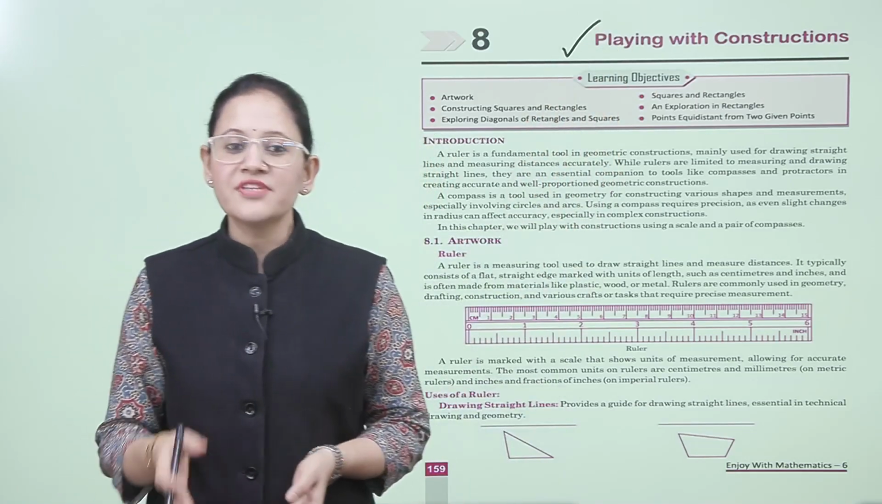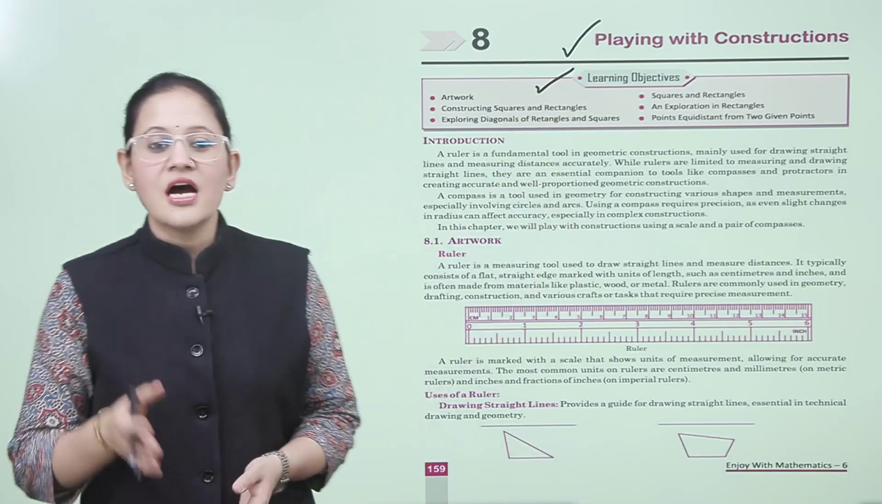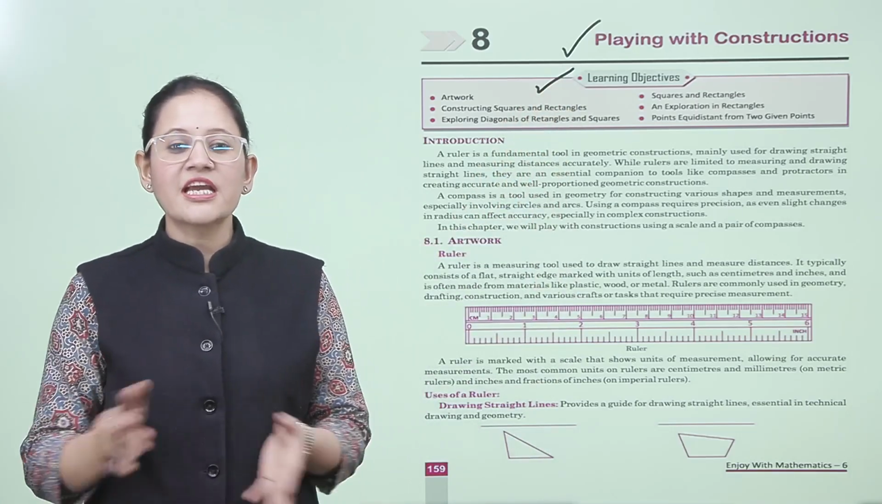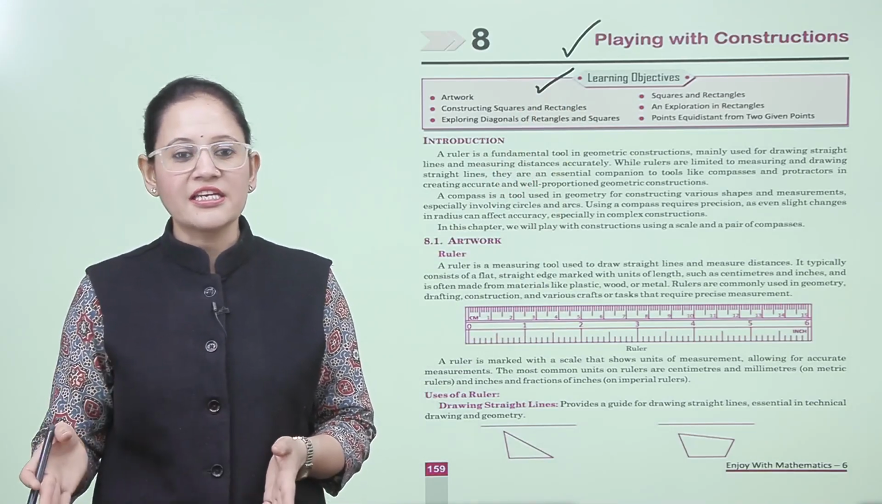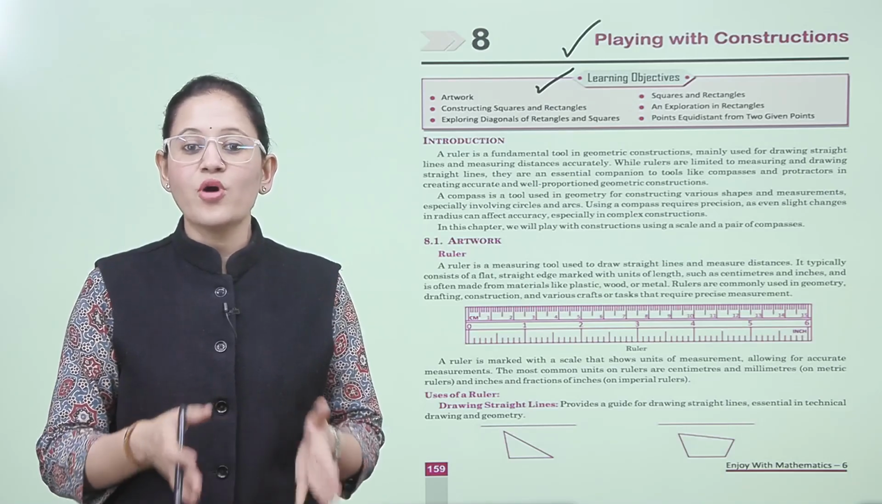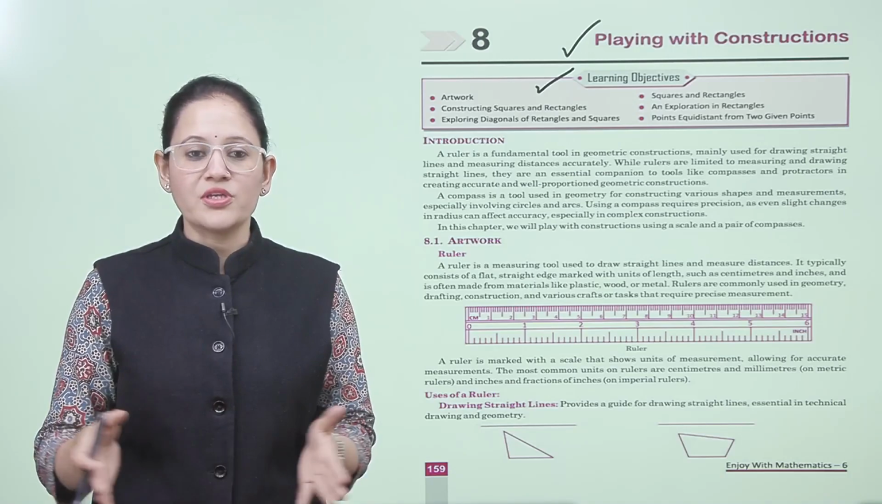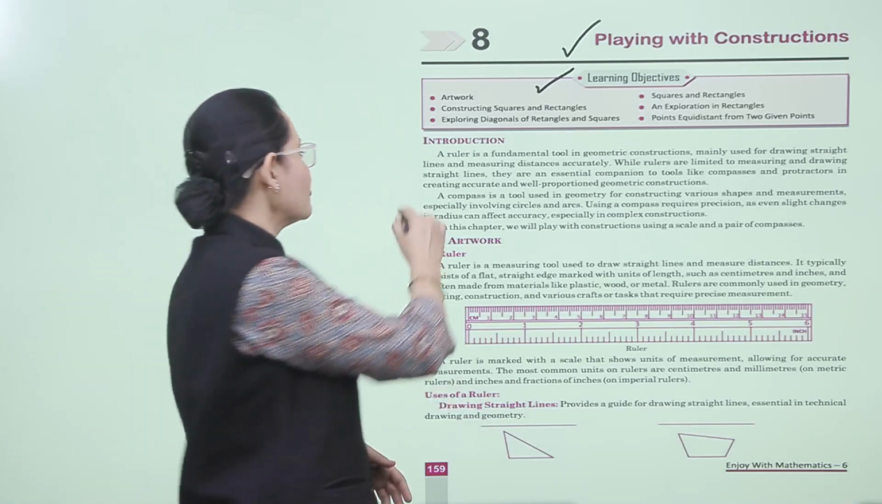Our learning objectives in this chapter are artwork, squares and rectangles, constructing squares and rectangles, exploration in rectangles, exploring diagonals of rectangles and squares, and points equidistant from two given points. So all these things we are going to learn in this chapter. We'll start with the introduction.